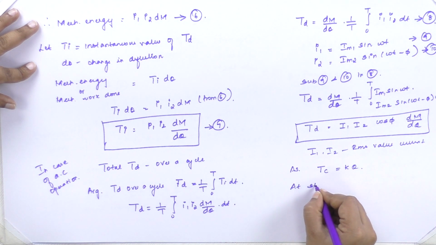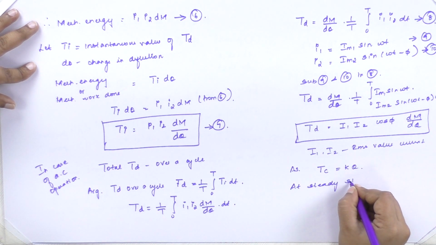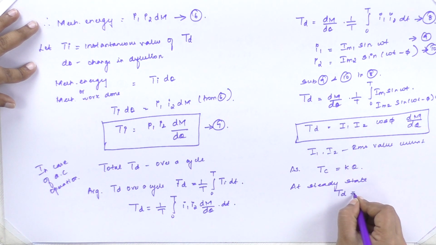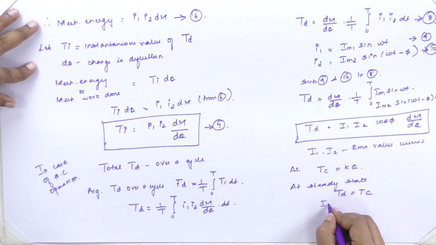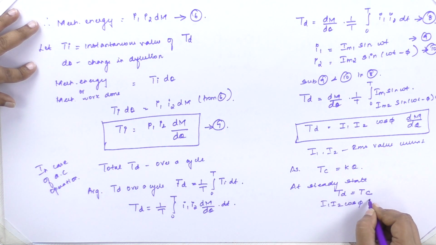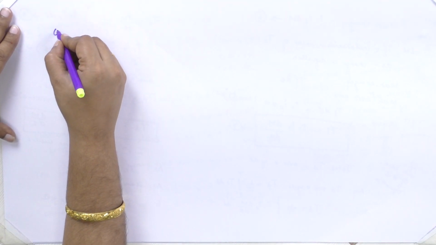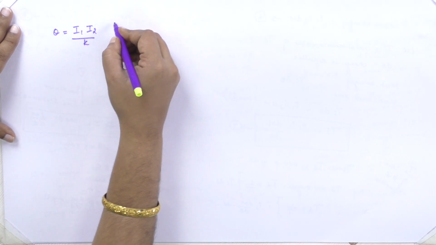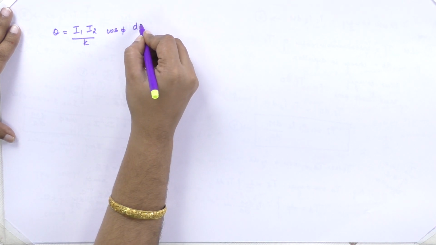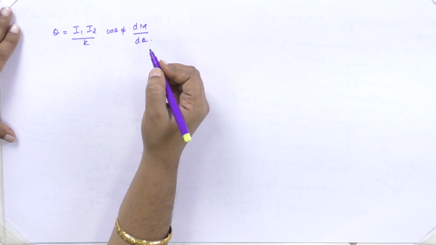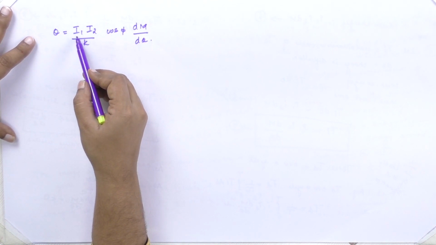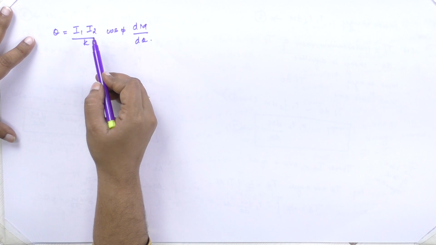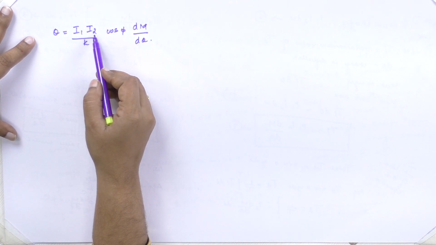So at steady state, the deflection torque produced will be equal to the controlling torque Tc. So I1 I2 cos phi dM by d theta will be equal to K into theta. By rearranging the equation, the deflection theta can be written as I1 I2 by K cos phi dM by d theta. Here I1 is the current flowing in the current coil or fixed coil, I2 is the current flowing in the pressure coil or voltage coil, that is the moving coil.